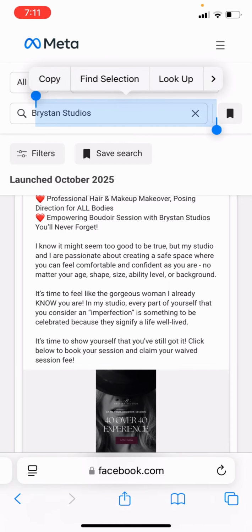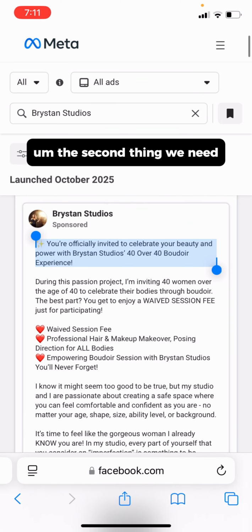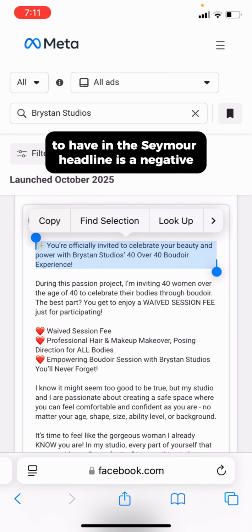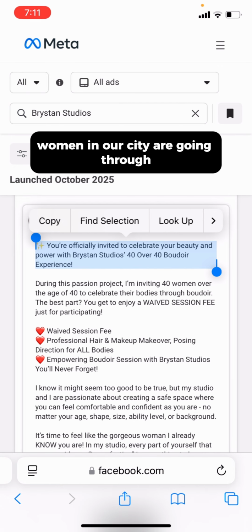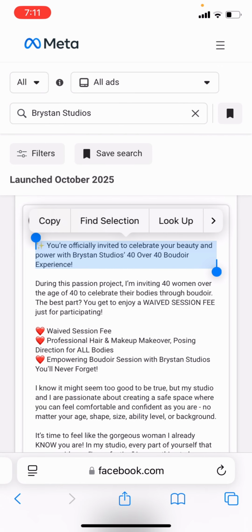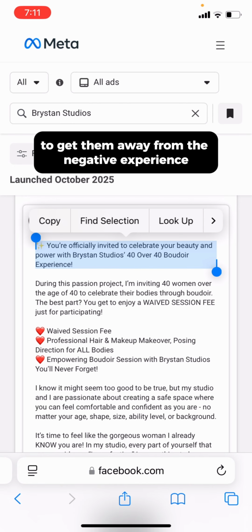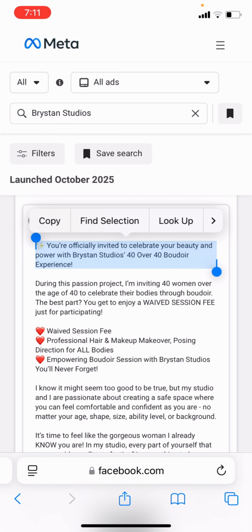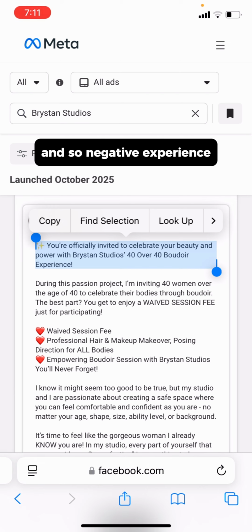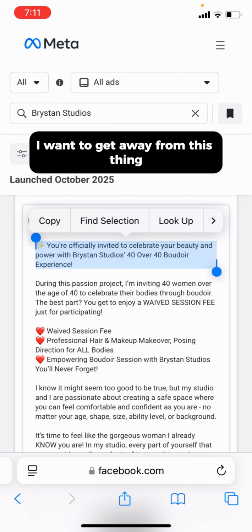All right. The second thing we need to have in the See More headline is a negative. What is a negative experience women in our city are going through that we have the solution for, kind of a bridge to get them away from that negative experience? They're literally saying in their brain, I do not want to deal with this. I want to get away from this thing. And we always lead with the negative experience.